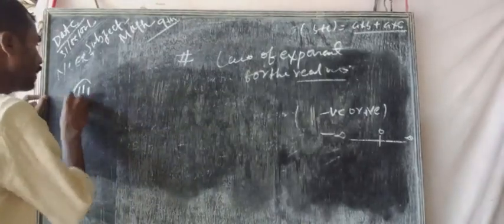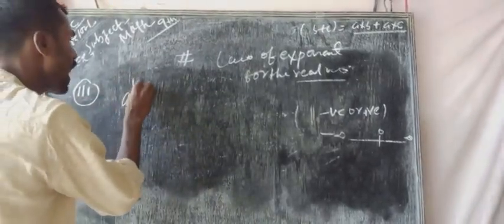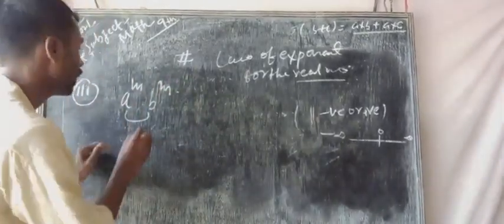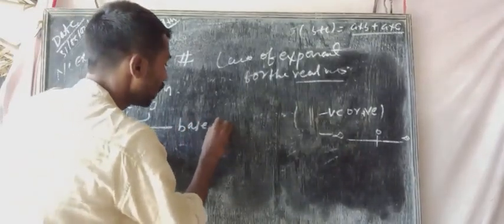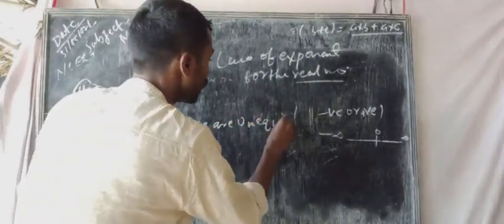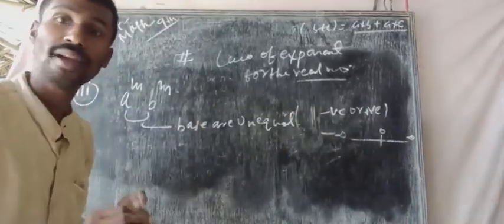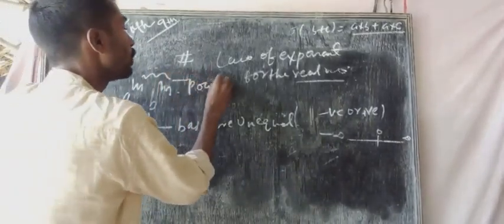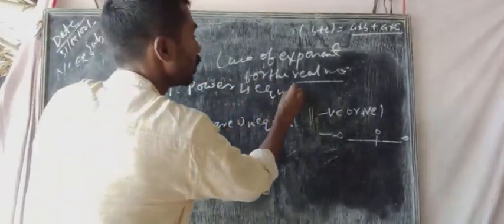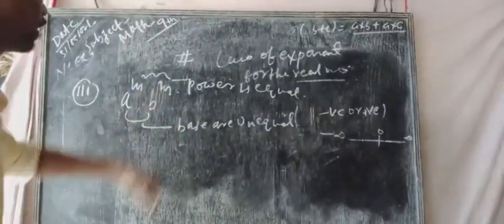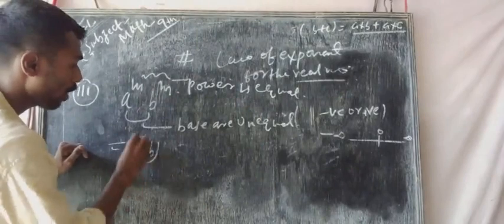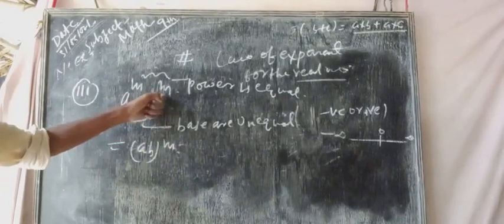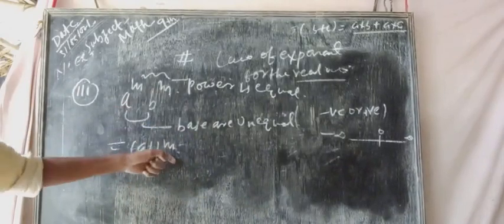Third one is, suppose that a to the power m and b to the power m. In that case, the bases are unequal and the power is equal. In that case, we can write a to the power m into b to the power m as a into b whole power m.